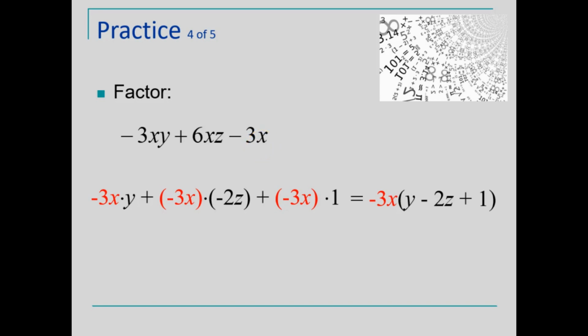This 1 plays an important role. Without the 1, the term -3x would not appear in the check. -3x times y is -3xy. -3x times -2z is a positive 6xz. -3x times 1 generates that third term that we started out with, and why it's so critical that it be here.